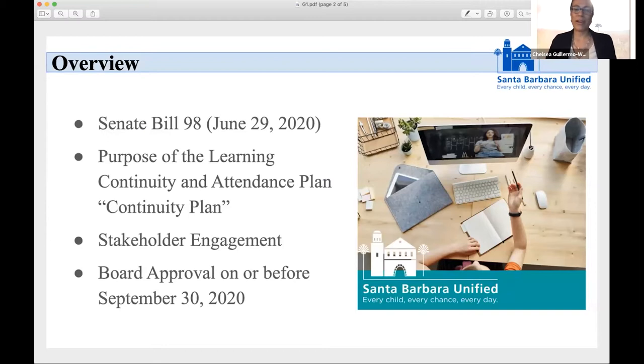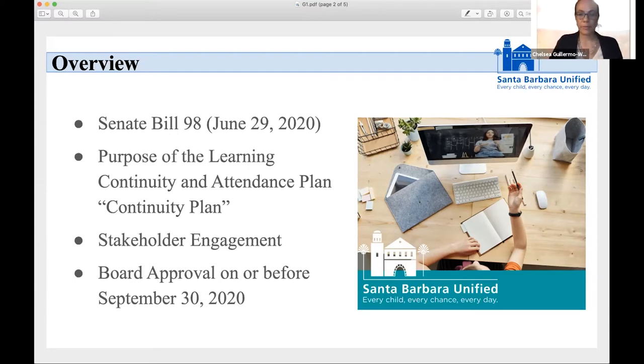So first, I would like to provide a brief overview before highlighting the components of the plan. Senate Bill 98 was not passed. It was signed into law on June 29th of 2020, and it replaces the prior governor's executive order that had required a one-year LCAP for 2021 to be developed by December 15th of this year. It's important to note, however, that the budget overview for parents that details the use of supplemental funds is still required to be approved by the local Board of Education by December 15th of this year.